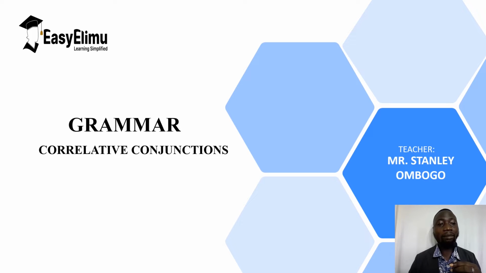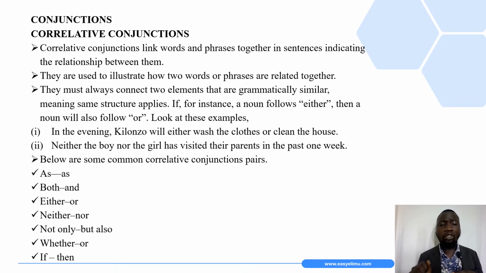So students, welcome again to another episode, and in this episode we are going to look at correlative conjunctions under grammar. So talking about correlative conjunctions, these are types of conjunctions that link words and phrases together in sentences, indicating the relationship between them. So they are used to illustrate how two words or phrases are related together in sentences.